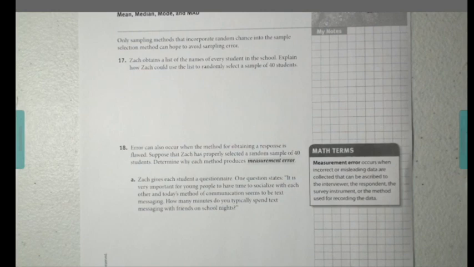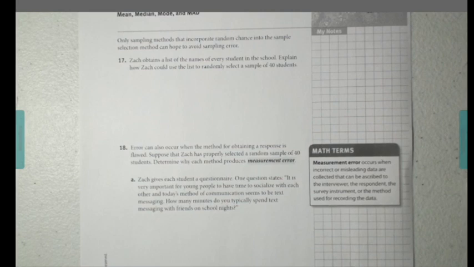Only sampling methods that incorporate random chance into the sample selection method can hope to avoid sampling errors. Math terms where measurement error occurs when incorrect or misleading data are collected that can be ascribed to the interviewer, the respondent, the survey instrument, or the method used for recording the data.